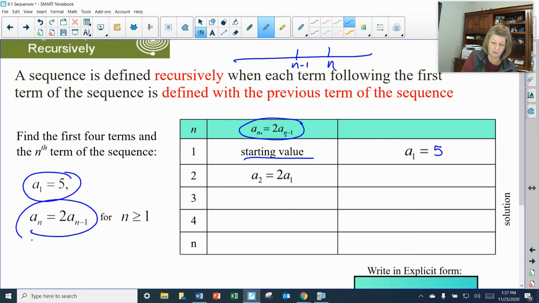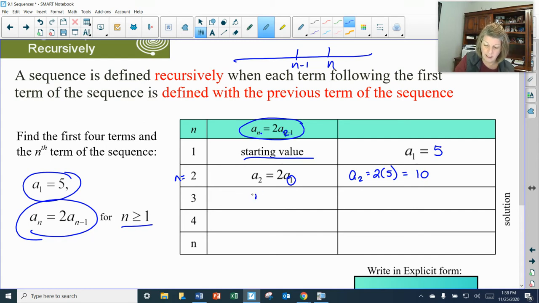Then I'm going to use the rule of the sequence. It's for all n's greater than or equal to 1. So if I use n equals 2, I'd have 2 minus 1, which gives me the a sub first term. And I'm going to take 2 times that. So my a sub 2 is going to be 2 times the previous term, which was 5, giving me 10.